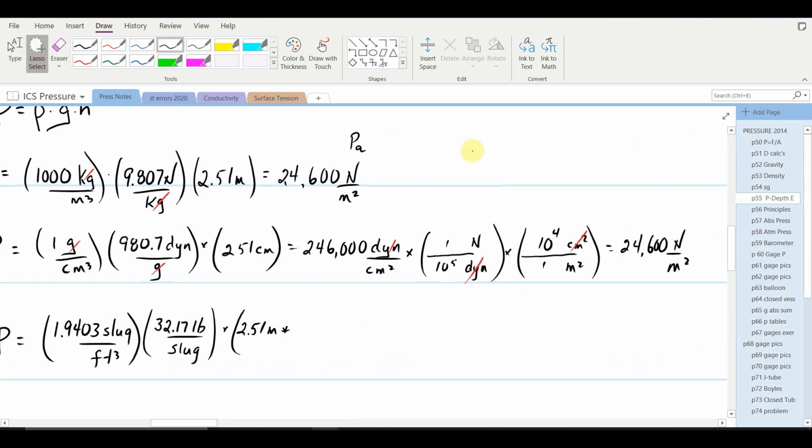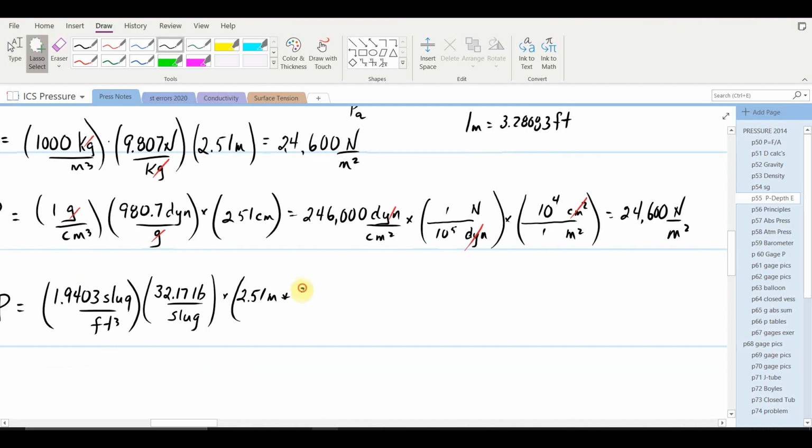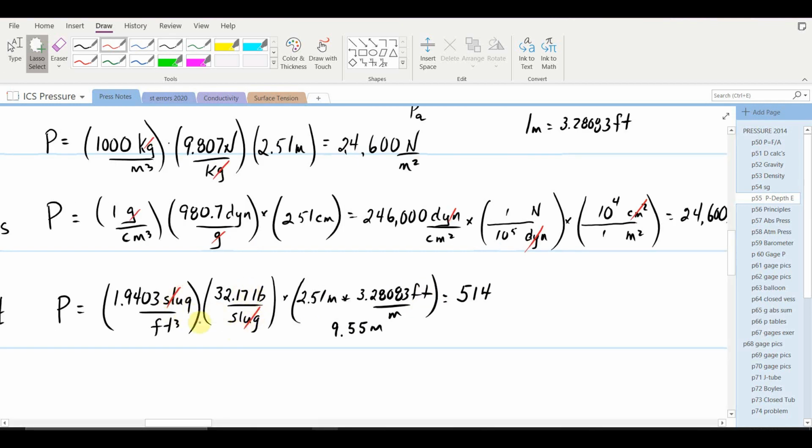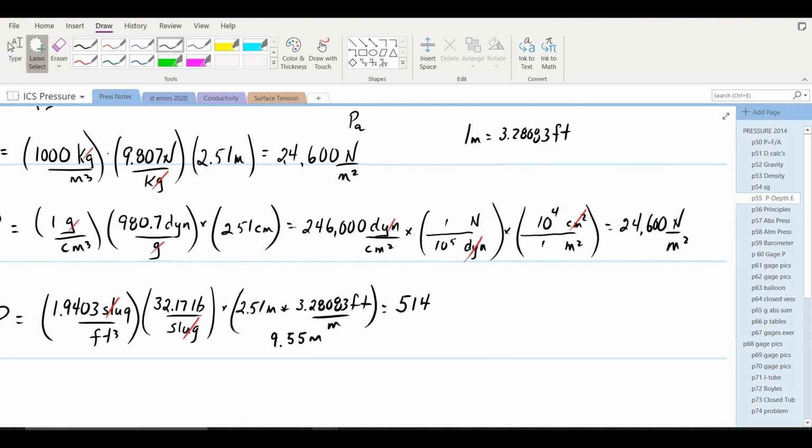So we had earlier that 1 meter is 3.28083 feet. You don't have to memorize that. That's 3.28083 feet per meter. This works out to be 9.55 feet. And that gives us a value of 514. Slugs cancel, that's pounds per square foot.